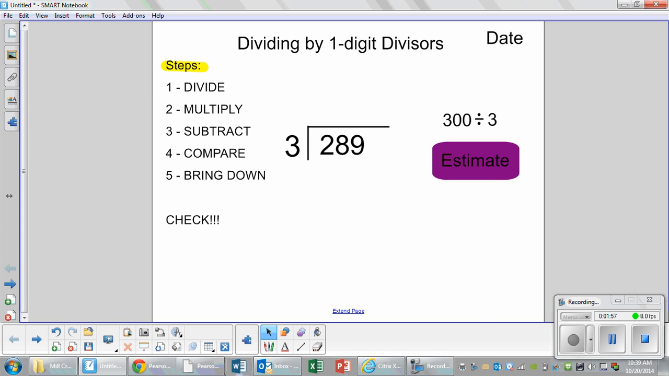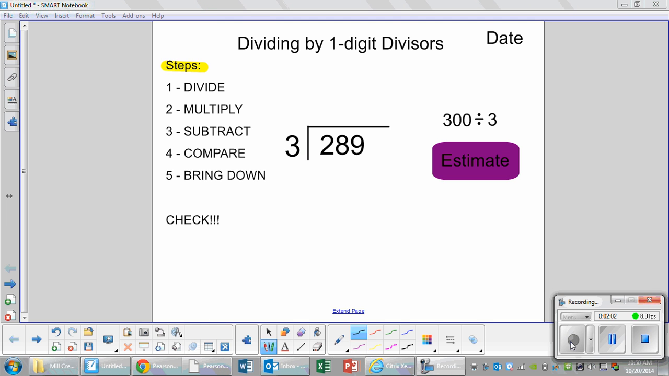So the first thing I'm going to do is I'm going to look at my divisor, and the first thing I'm going to ask myself is, how many times can I take 2 divided by 3? How many times can 3 go into 2? And the answer is, well, it can't go in any times because 3 is actually larger than 2. So I can put a 0 here to show that, well, it goes into 2 0 times.